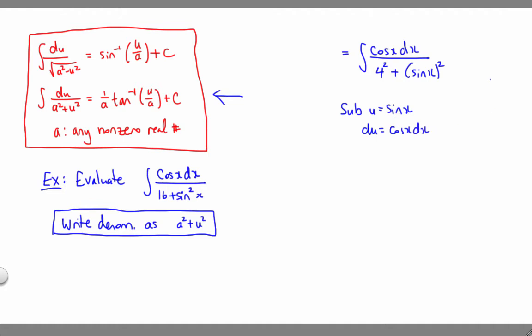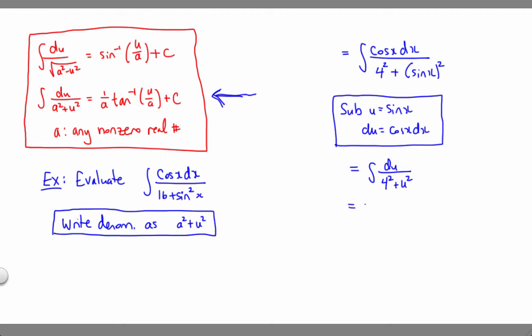And if we look up at our integral here, we're in good shape. This numerator here is just going to become du, and the denominator we're going to be able to write as a squared plus u squared. So that looks great. Subbing in here, we've got du over 4 squared plus u squared. That's what's inside our integral, and that exactly matches the Arctan formula that we introduced earlier.